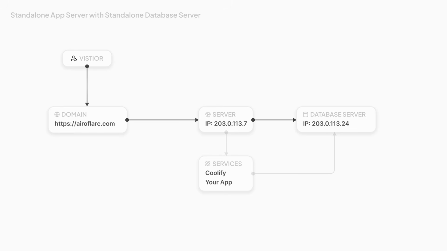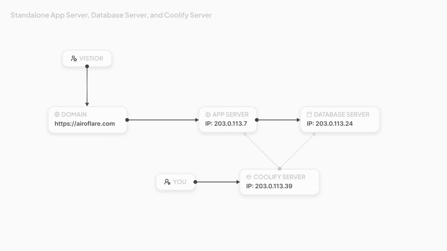As the application grows, the next step is to move the app to its own server. This gives each part of the stack the resources it needs, while still keeping everything manageable through Coolify. Eventually, we'll reach the point where increasing a single server's resources isn't enough. When that happens, we'll need a high availability setup, running the application across multiple servers to keep scaling smoothly.